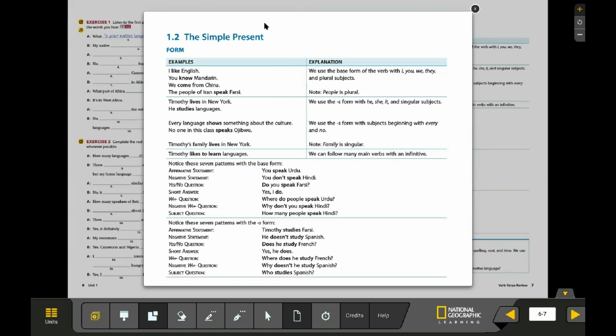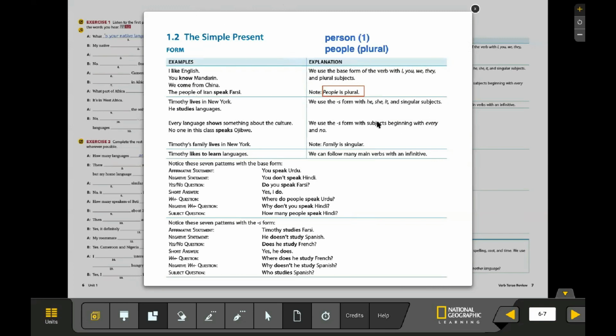Very good. This is important, guys. Remember that people is plural, okay? We don't say persons of Iran. Person is singular, one. The plural of person is people, okay? This is the plural. Don't forget. So whenever you see this word people, you use the base form because it's plural. The people of Iran speak.